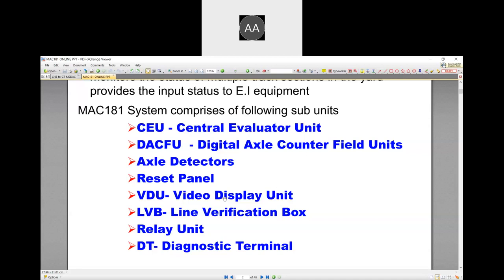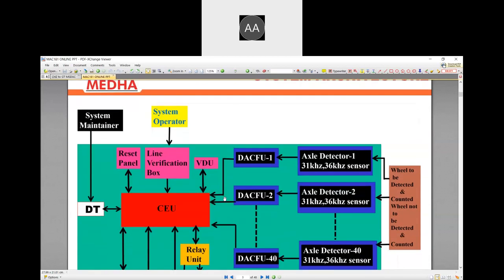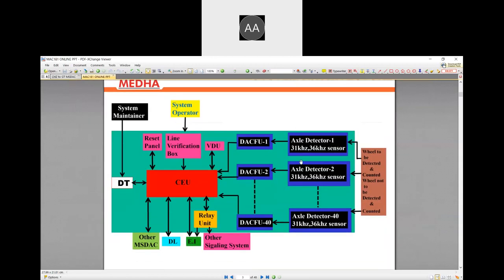Okay. Then when we see the system architecture, the maximum capacity of the system is that it can take care of 40 sensors, that is 40 DSFU units, and 39 track sections can be taken care of by the system. So this is the maximum capacity of a single CEU unit: it can handle 39 track sections and 40 detection points, that is axle counters.